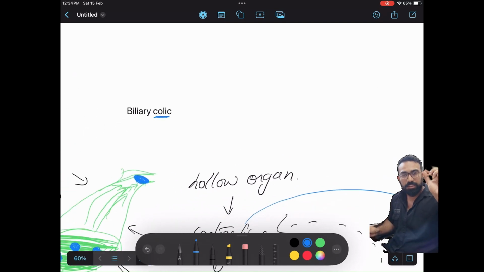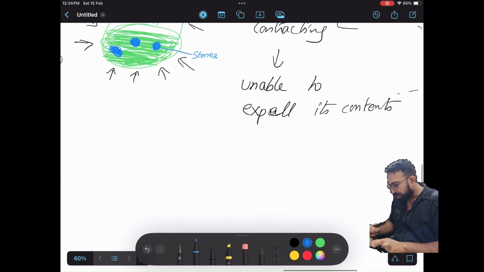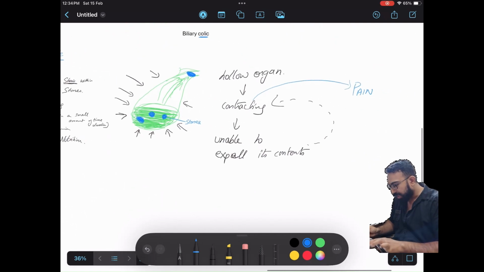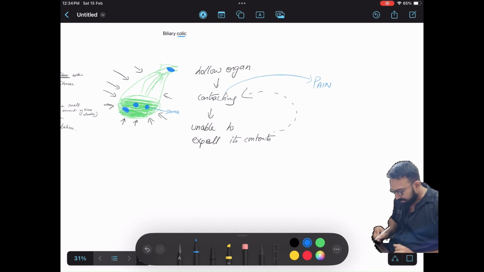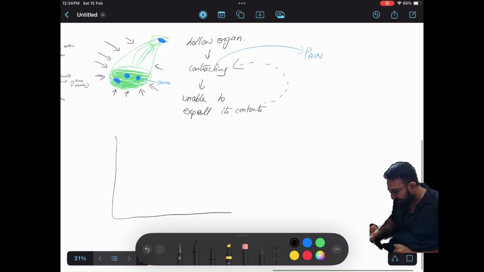But despite the name, it is not a colicky pain. It is not a discontinuous pain. It is a continuous pain. Now, let me explain to you what will be the pattern of pain. The person eats a fatty meal. Let's say that the person has consumed a fatty meal over here at time 0. The gallbladder starts contracting. This is at 45 minutes.